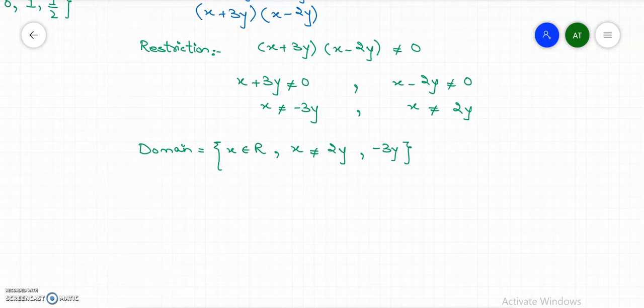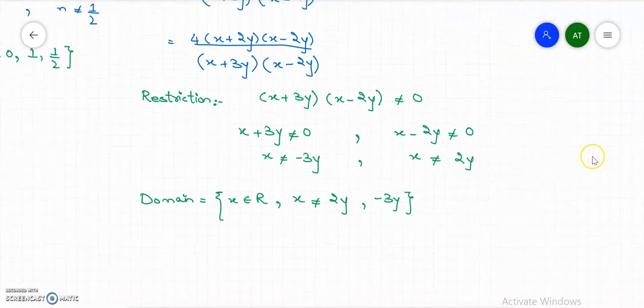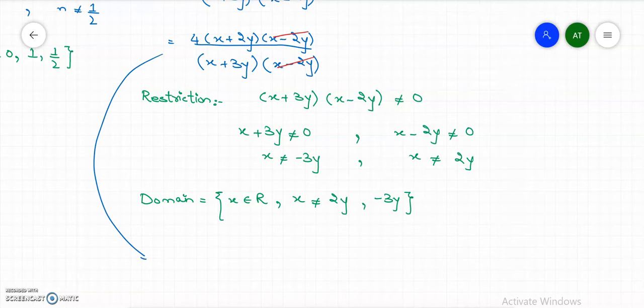Okay, now let me write down the simplified form of our expression after cancelling the like factors, and we can see the like factors are x minus 2y and x minus 2y. We can cancel the like factors from the numerator and the denominator, and the simplified expression is 4 times x plus 2y over x plus 3y. So that is the simplified form of the second rational expression. I hope you understand how to simplify rational expressions, how to state the restrictions, and how to find the domain of the rational expressions.